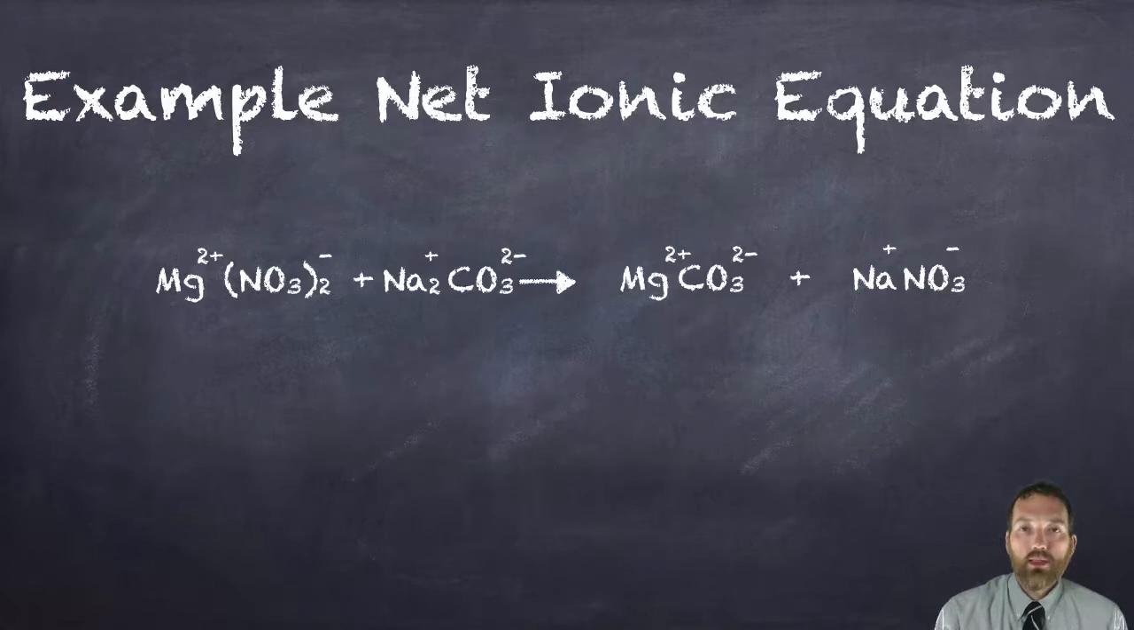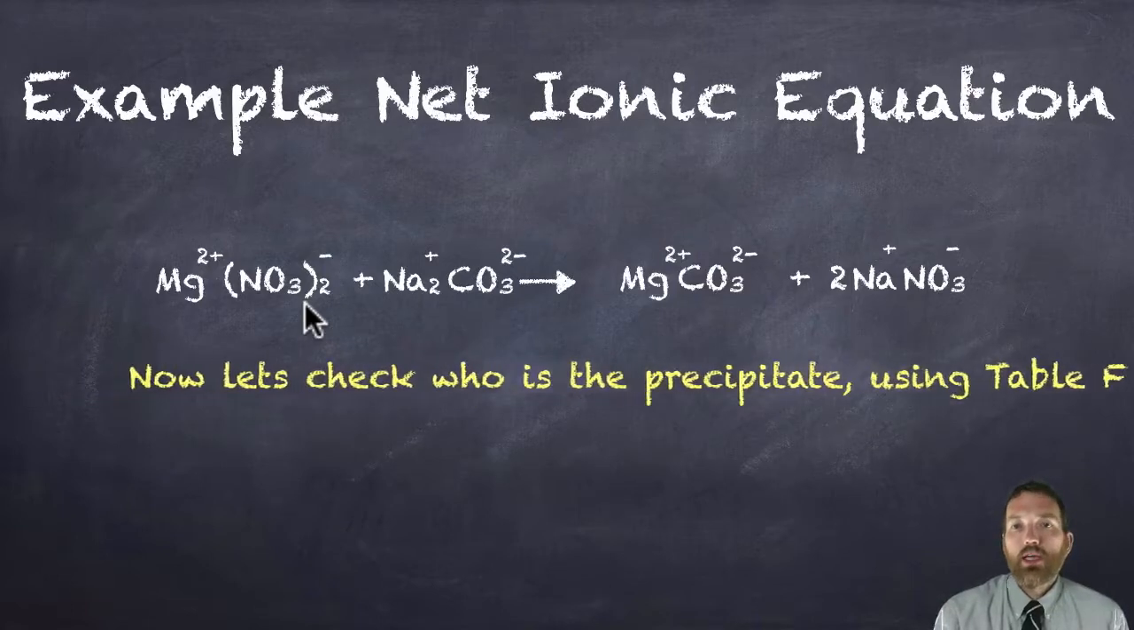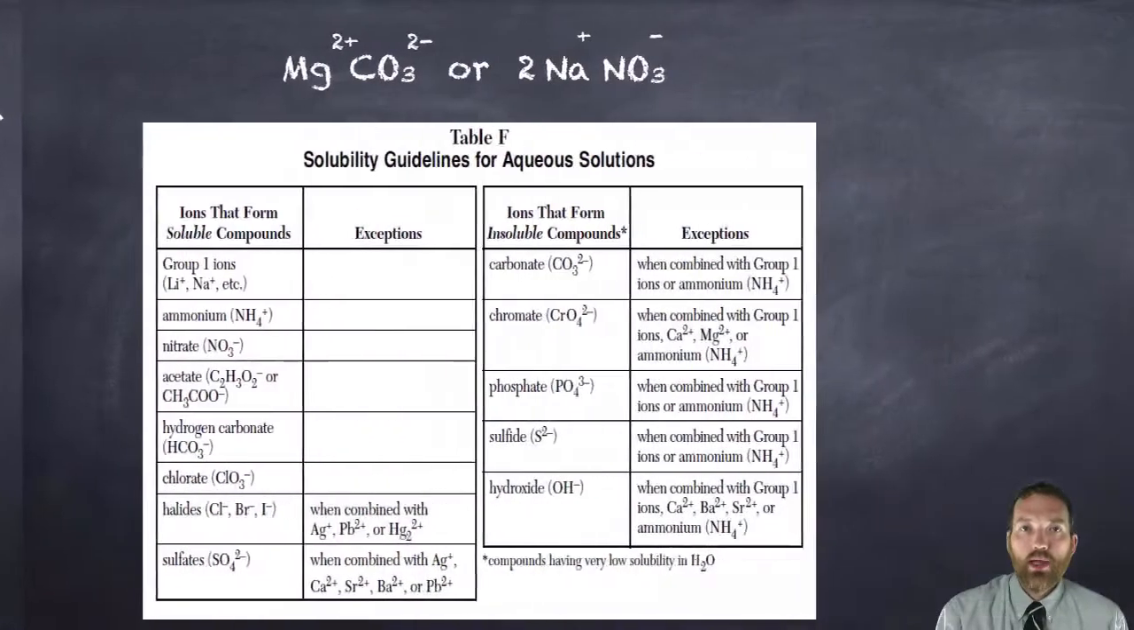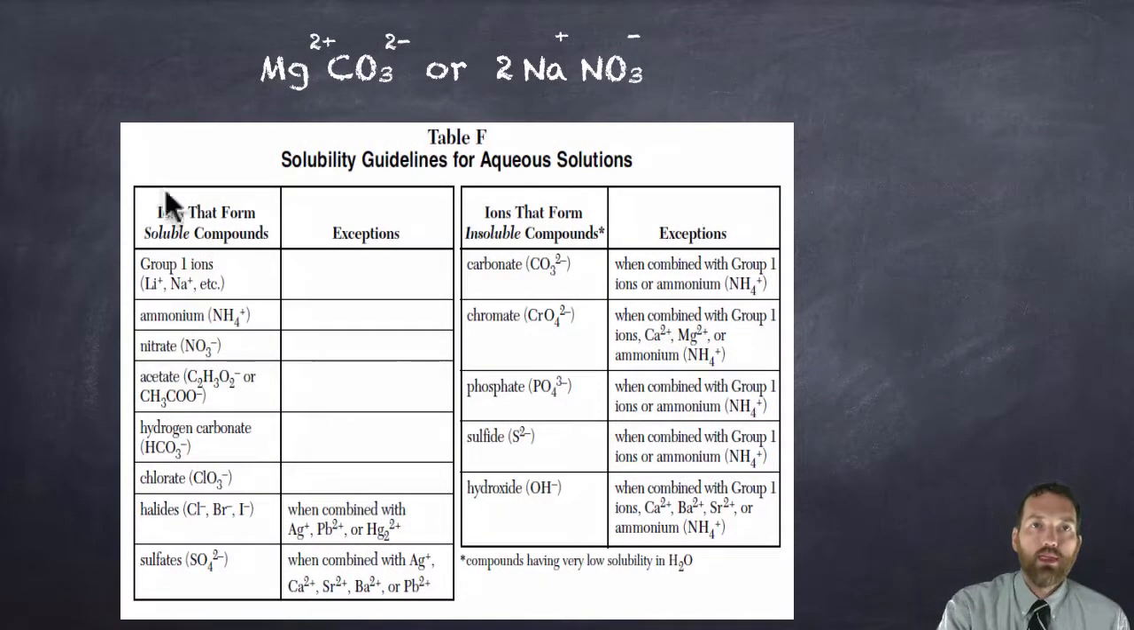Our next step is to balance. I need a little 2 over here to balance out the nitrates. 2 nitrates on the right, 2 on the left, and that looks like that's it. I have 2 sodiums, 1 magnesium, 1 magnesium. Okay, now we need to check to see who the precipitate is using table F. So we go to table F, and we are checking both of these. First we start with the anion, carbonate, CO3, is right here.